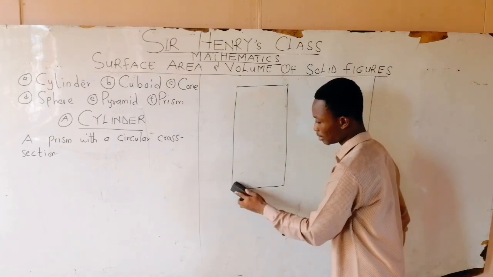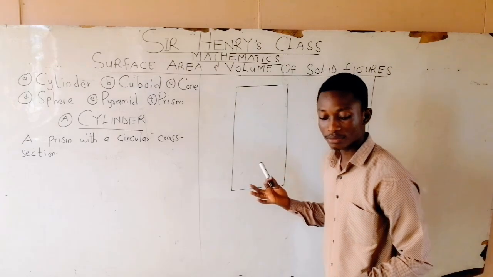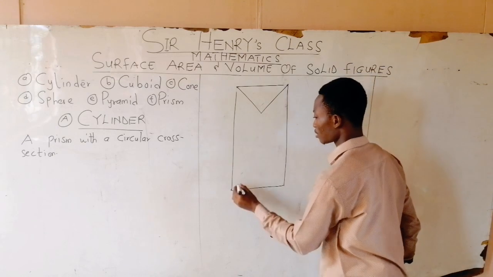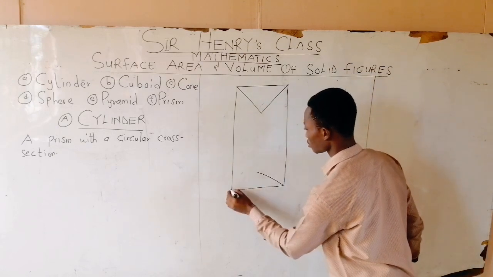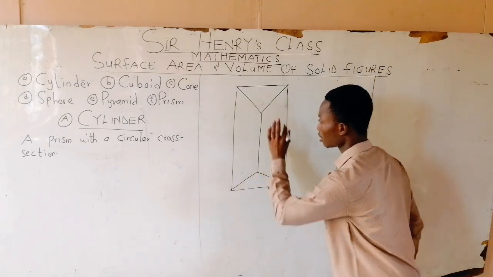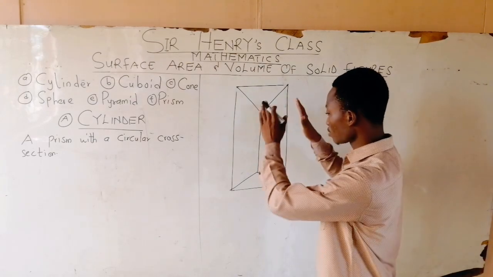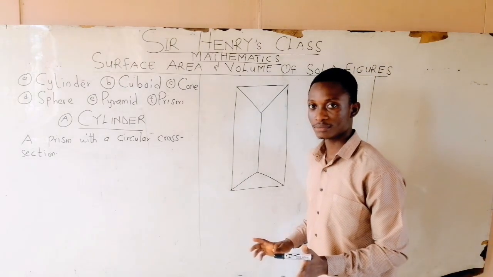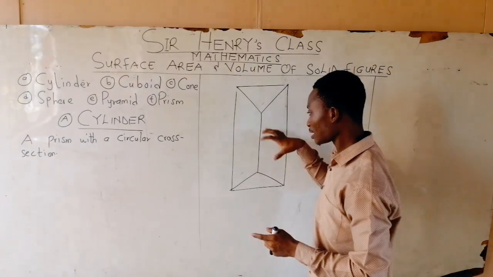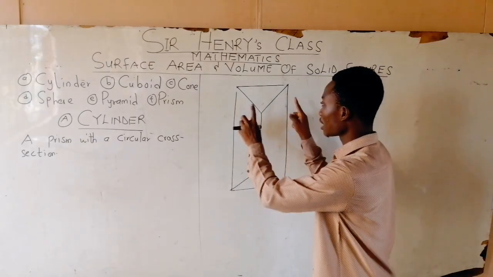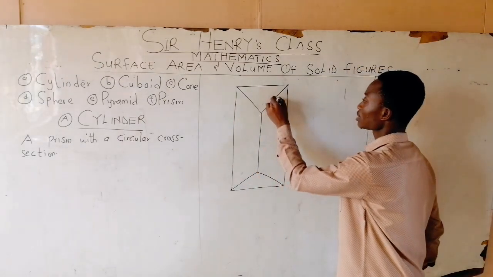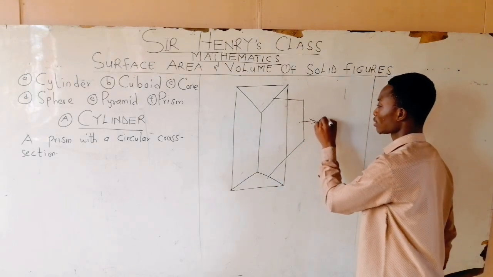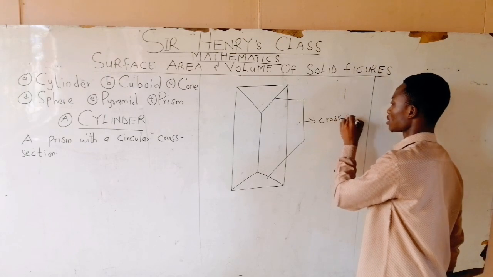So let's assume the triangular shapes are not there. Then basically, we have what we call a rectangle. But as soon as I introduce my triangles, then I have my prism, and this looks like the roofing sheet, if you can see it clearly. So basically, a cylinder is also a prism. Why is it a prism? It has the cross section. So this and this together give you the cross section.